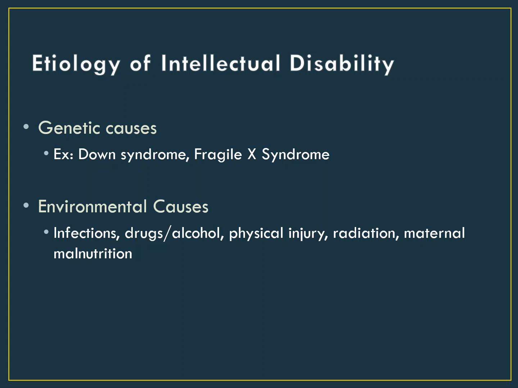Intellectual disability can be due to either genetic or environmental causes. A common genetic cause is Down syndrome. All kids with Down syndrome will have some form of mental retardation. Other genetic causes include Fragile X syndrome, which results from chromosomal abnormalities, or PKU, which results in intellectual disability if significant levels of certain amino acids in foods are ingested.